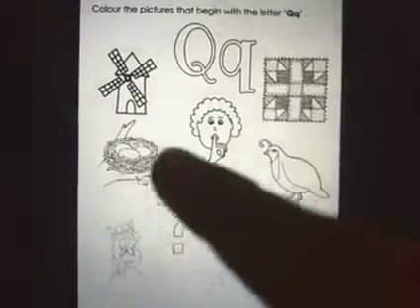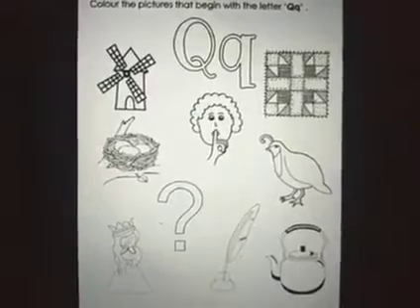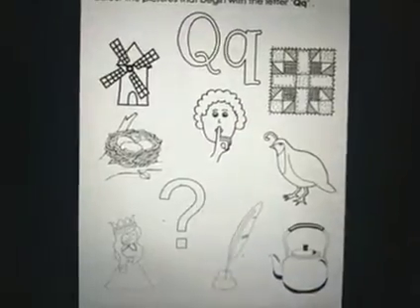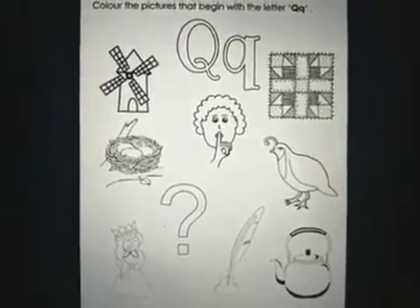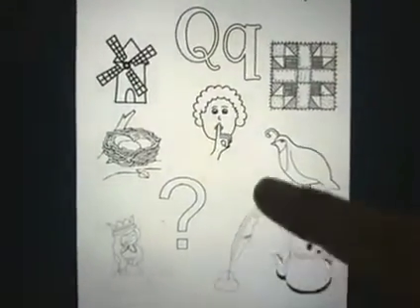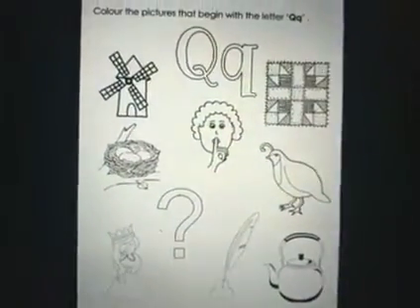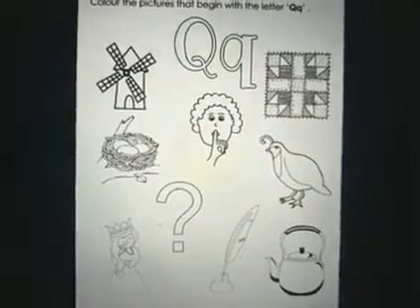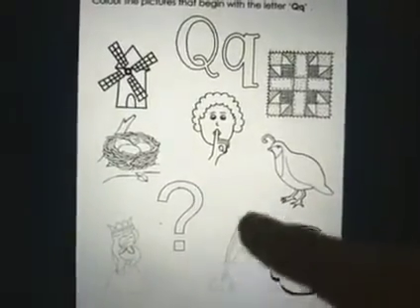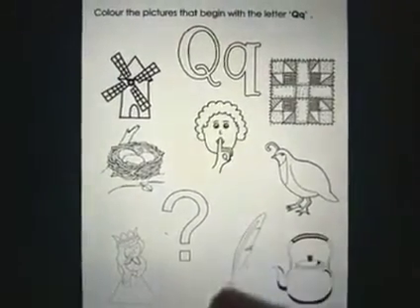Now do you remember the name of this mark? What is it called? Question mark. This is the sign of a question mark. Now the word question, the beginning sound is Q, so you can color this picture. Now this is called a quill. This was a writing tool used previously when we did not have pens and pencils. There's this ink bottle, so you dip it in ink and you start writing. The word quill again begins with the sound Q, so you can color it.